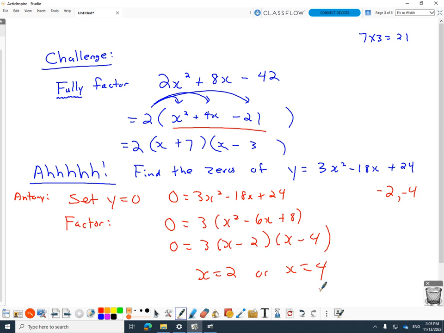Now, if your brain's gone, oh, mama, there's going to be a lot of stuff to remember here. But yes, the steps are going to be the same. Set y equal to 0 and factor. It's always going to be like that.